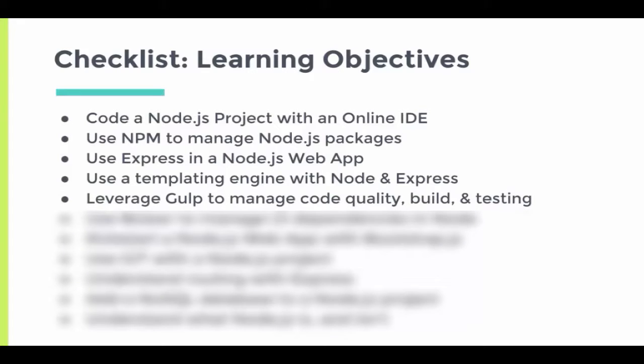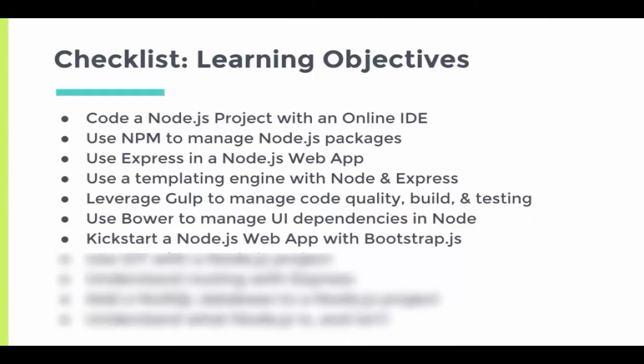Leverage Gulp to manage code quality, build, and testing. Gulp is going to be our little monkey. It's going to do a bunch of things for us that we don't want to do, and it is a great tool. Use Bower to manage UI dependencies in Node. Bower is a package manager that we'll be using on the front side, and it will manage all of our packages on the UI. Kickstart a Node.js web app with Bootstrap.js. We'll be pulling in a Bootstrap template to get our web app up and running right away. We'll do that early on, and we'll have a great UI as we build out the back end of our project. Use Git with a Node.js project.